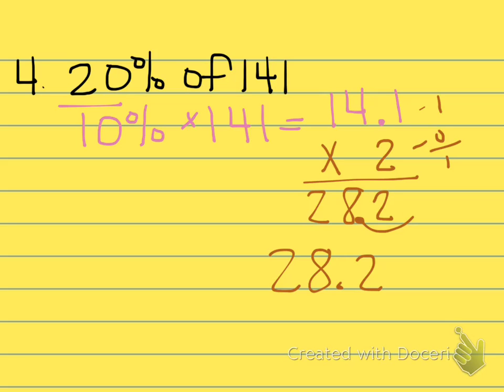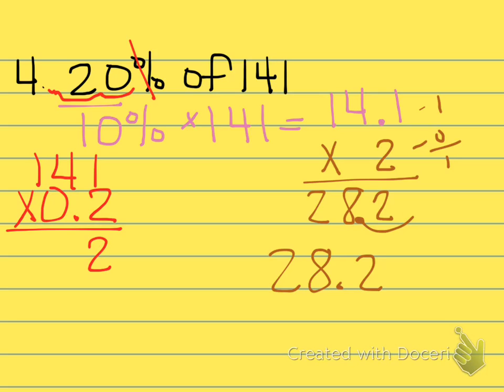Now the other method we talked about already was that you can change the percent to a decimal by moving the decimal to the left and ditching the percent sign. So we would have 0.20 or 0.2 and multiply that times 141. And we'll just multiply our decimals here.